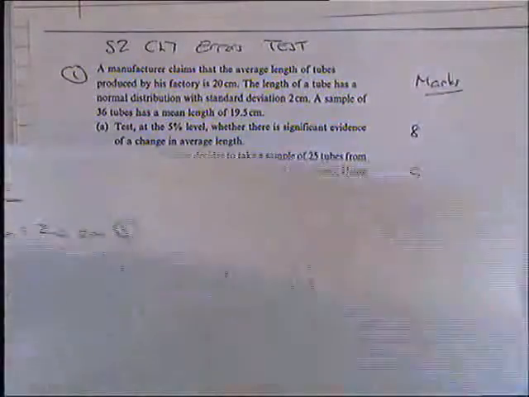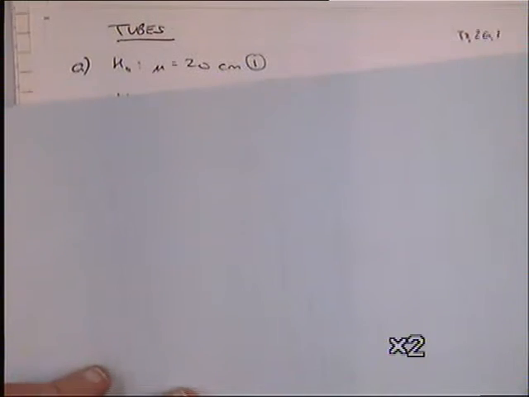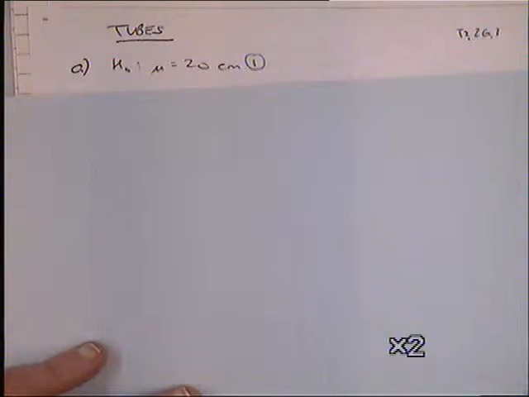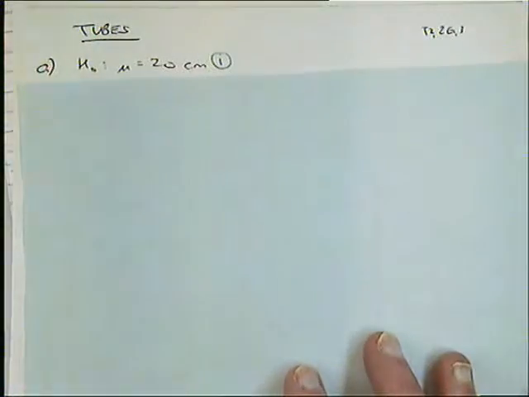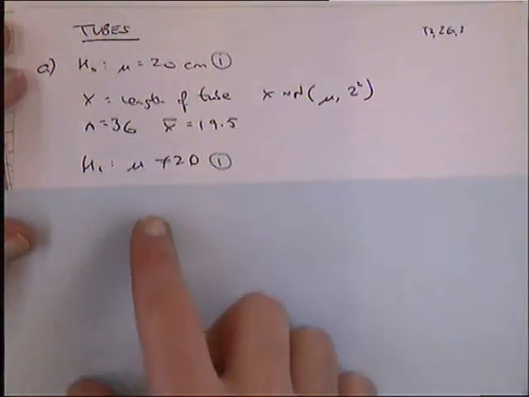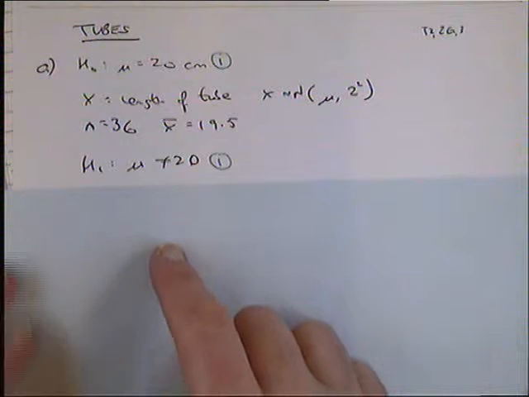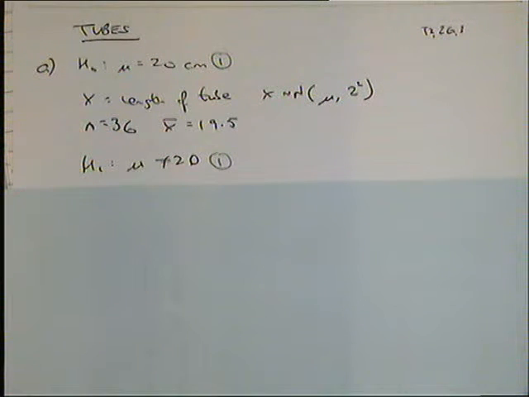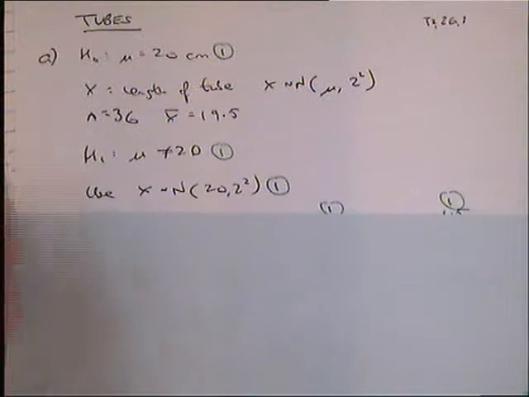So, part A, first off, there's a mark for a null hypothesis, if I can focus that in a bit better. A mark for a null hypothesis mu was equal to 20. Let's get that back on there. There was then another mark for an alternative hypothesis. Mu was not equal to 20. We were doing a test at a 5% significance level.